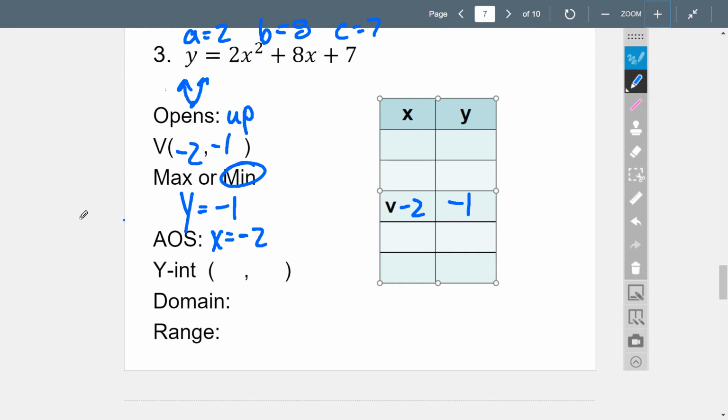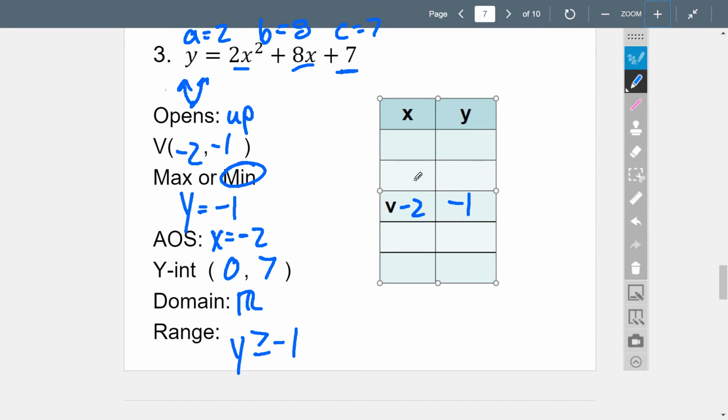And that's a vertical line going through the x-axis at negative 2. The y-intercept would be plugging in 0 for x. This term would go away, and this term would go away, so we'd only have y equals 7. So 0, 7 is the y-intercept. The domain is all real numbers because it extends infinitely left and right. The range would be everything above the minimum. The minimum's at negative 1, so it's everything above negative 1 for the y-coordinates.